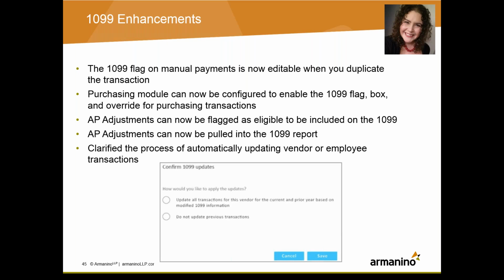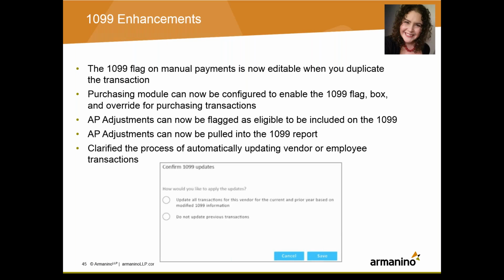In addition, they've added that flag box and override for purchasing transactions. A lot of times your other employees may not know that something is 1099able, but as a reviewer in the system, you can review that to make sure that before it gets paid, that flag is on it, and hopefully save you a little bit of cleanup at your end or come January.